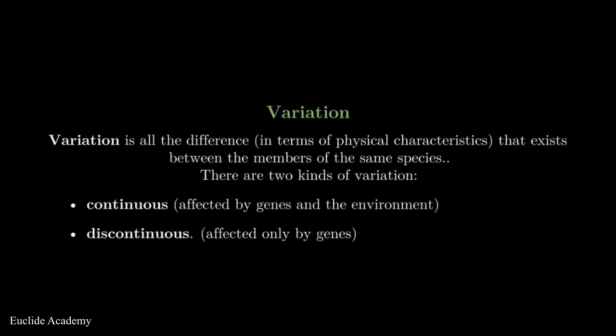Now remember, this is important here. We're talking about variation of members within the same species, like the human species or an animal species. Within that species, the members vary, and that is what we are focusing on. That is variation within the same kind or the same species. That is, continuous variation is affected by the genes and the environment.